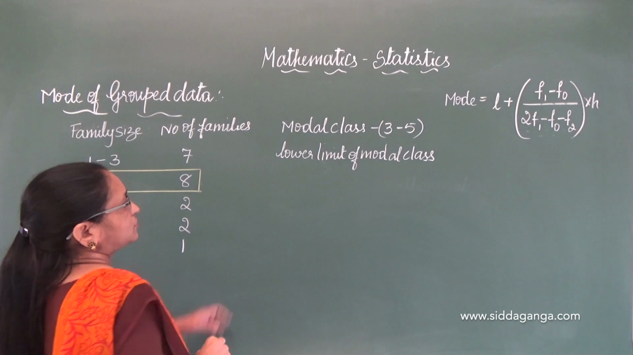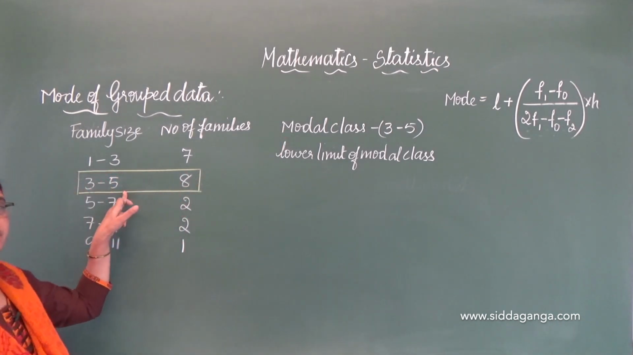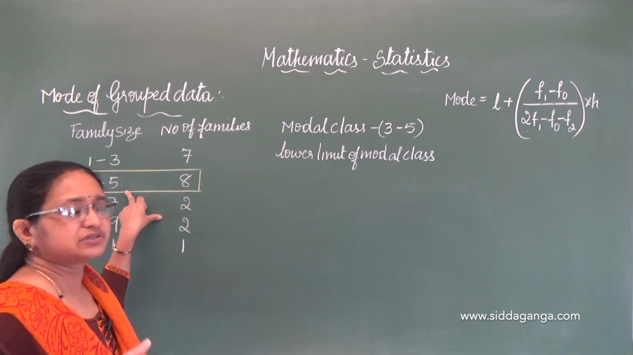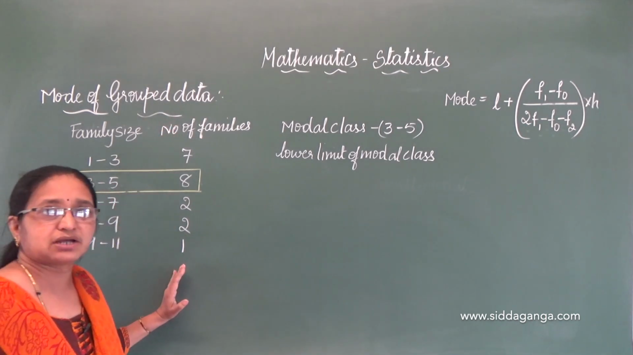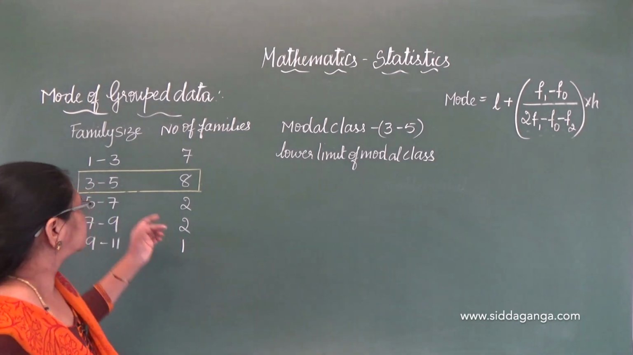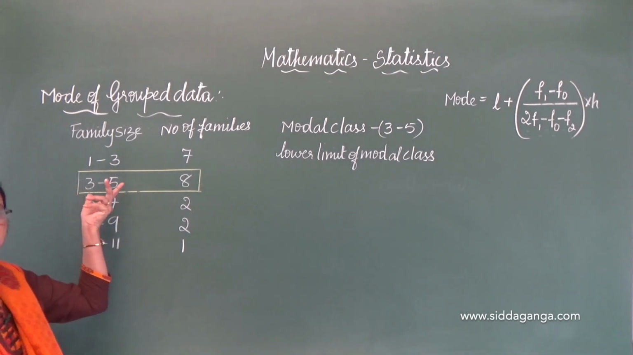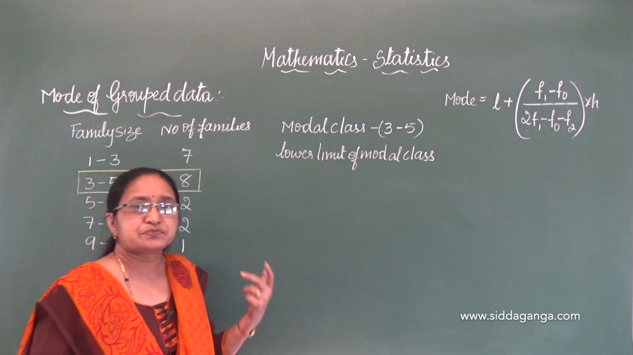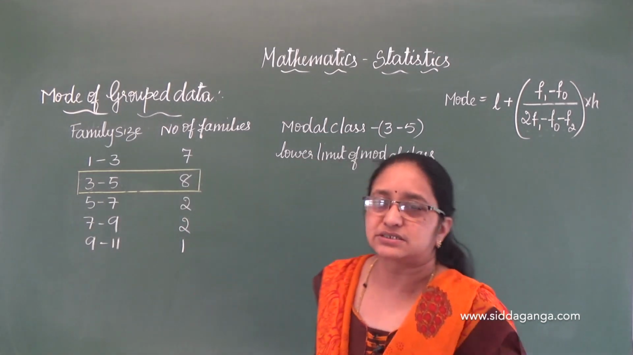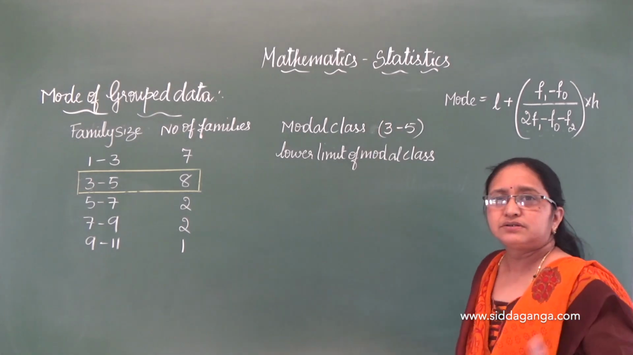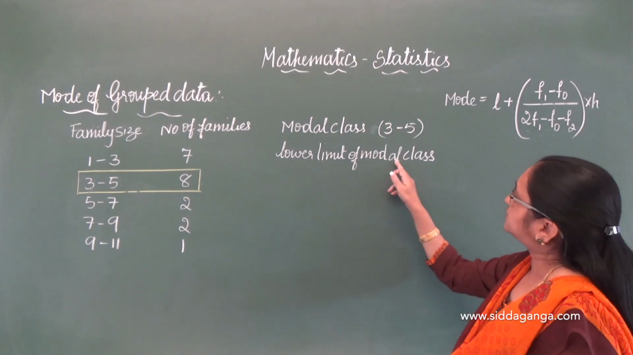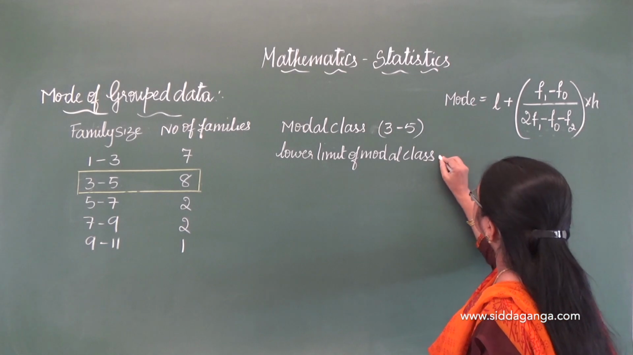Okay. I told you the first step is to identify the modal class. To identify the modal class you should see which has the maximum frequency. This class interval 3 to 5 has the maximum frequency, so that is the modal class. So, modal class is 3 to 5. Now, lower limit of the modal class, that is L.